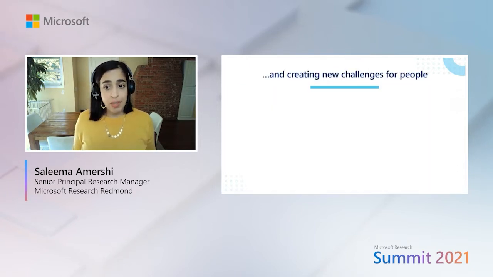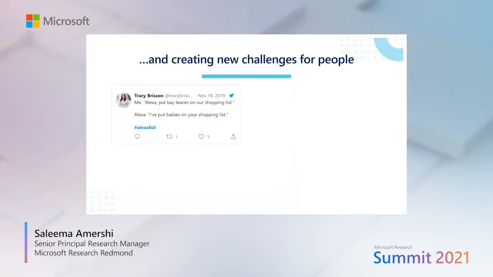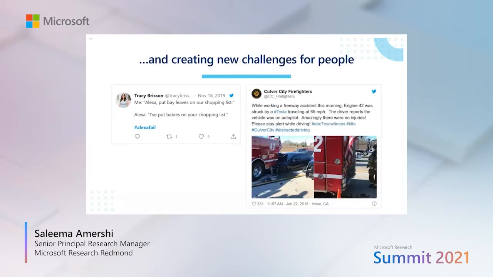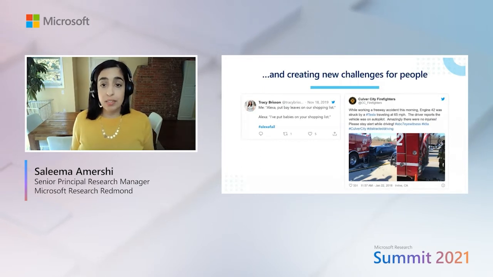At the same time, AI is also creating new challenges for people during interaction. And we see this in everything from humorous AI failures, like when our conversational agents misunderstand us, like we see on the left here, to really dangerous situations, like when an AI is being used in high-stakes scenarios. So on the right here, we see a semi-autonomous vehicle which missed a fire truck that was stopped on the road. And in this case, the driver wasn't able to intervene and recover in time.